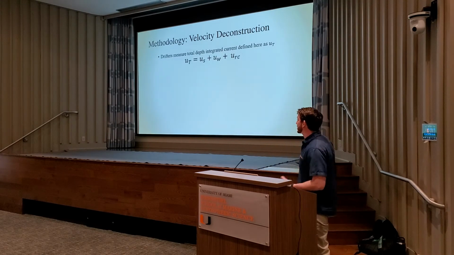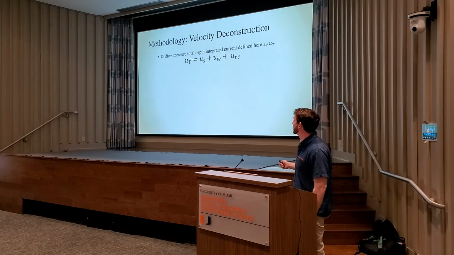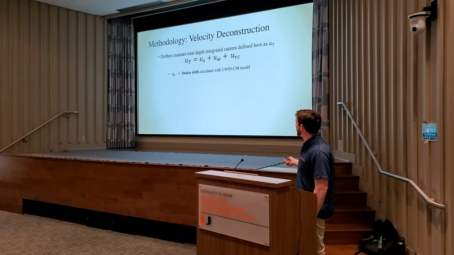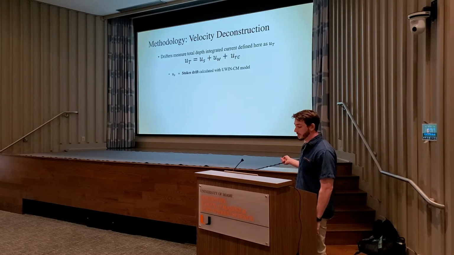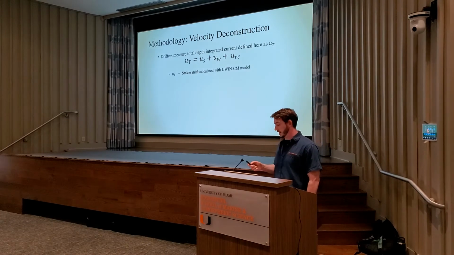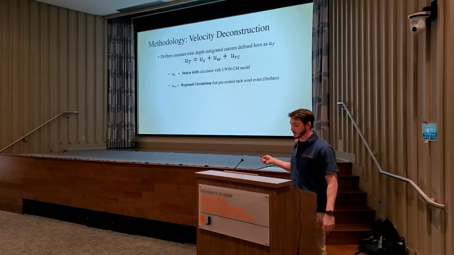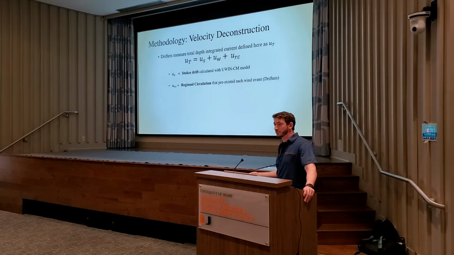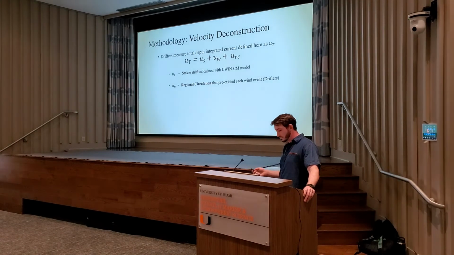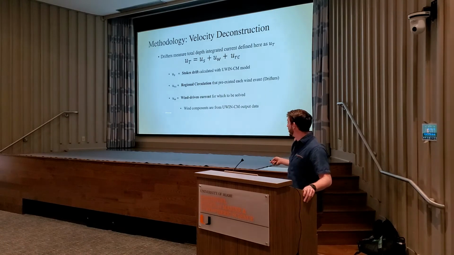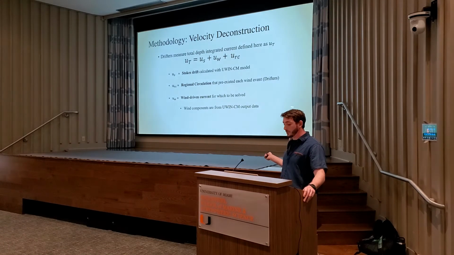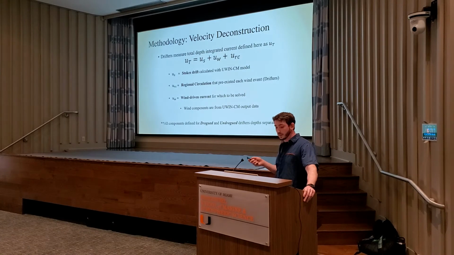So our method of deconstruction is as follows. We have the total velocity captured by the drifter, the total drifter velocity, the Stokes drift, which is going to be calculated from the UNCM model, a coupled model, atmospheric, ocean, and wave. We're going to have a regional circulation component, which we're actually going to capture with the drifters before an increase in the winds. And we're going to solve for a wind-driven current. And I also want to mention now that all the wind components that we use are from the UNCM output as well. Last thing, all components are defined for drogued and undrogued drifters separately.